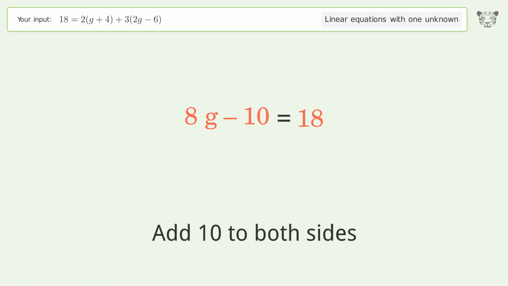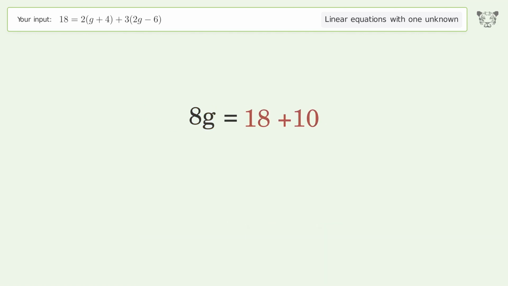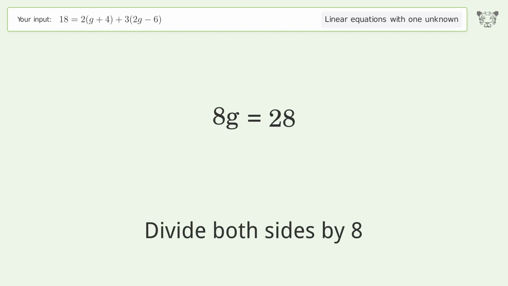Add 10 to both sides. Simplify the arithmetic. Isolate the g. Divide both sides by 8.